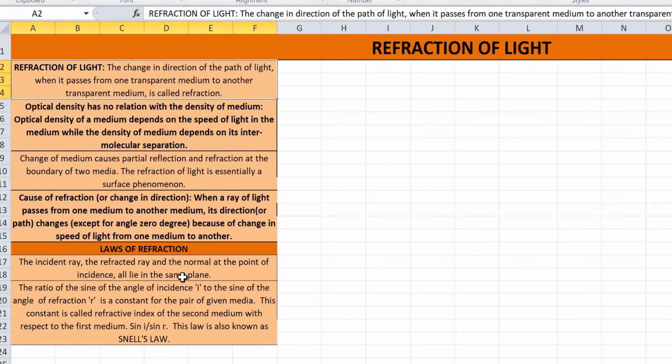Now we have the laws of refraction. So what are the laws of refraction? The incident ray, the refracted ray, and the normal at the point of incidence all lie in the same plane. The ratio of the sine of the angle of incidence to the sine of the angle of refraction is a constant for the pair of given media. This constant is called the refractive index of the second medium with respect to the first medium, that is sin i by sin r. This law is also referred to as Snell's law.